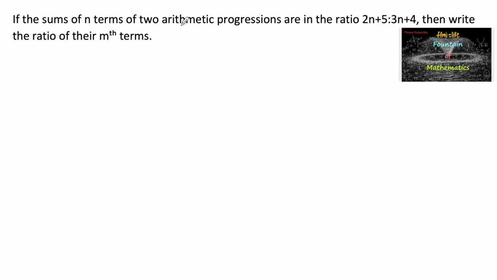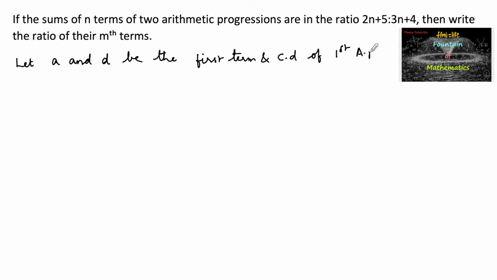If the sums of n terms of two arithmetic progressions are in the ratio 2n plus 5 is to 3n plus 4, then write the ratio of their mth terms. Let us consider the two arithmetic progressions. Let small a and small d be the first term and common difference of the first arithmetic progression, and capital A and capital D be the first term and common difference of the second arithmetic progression.